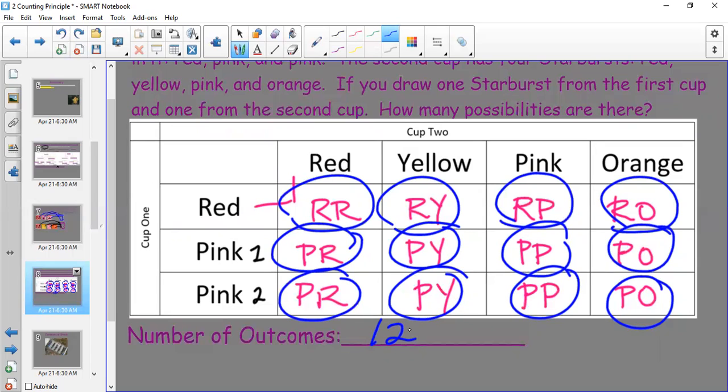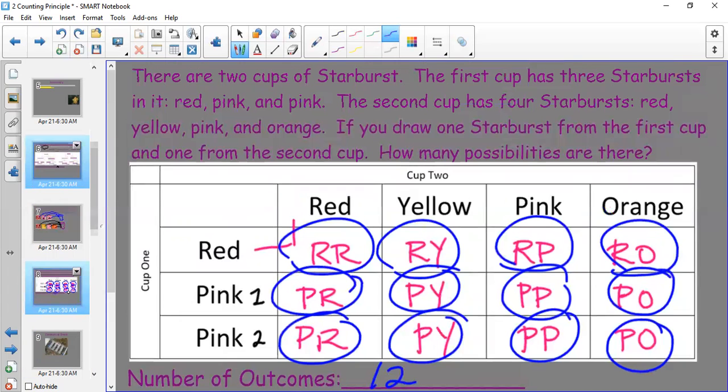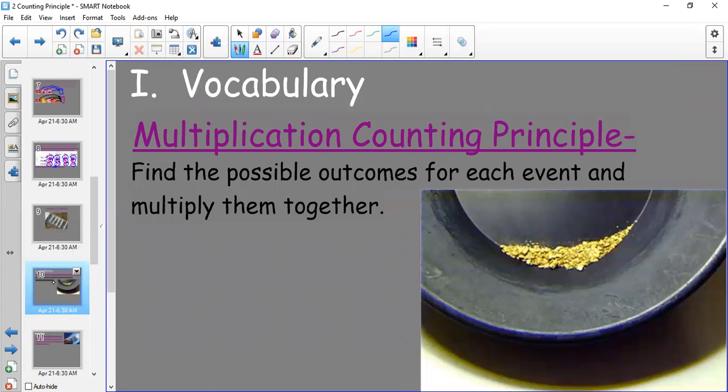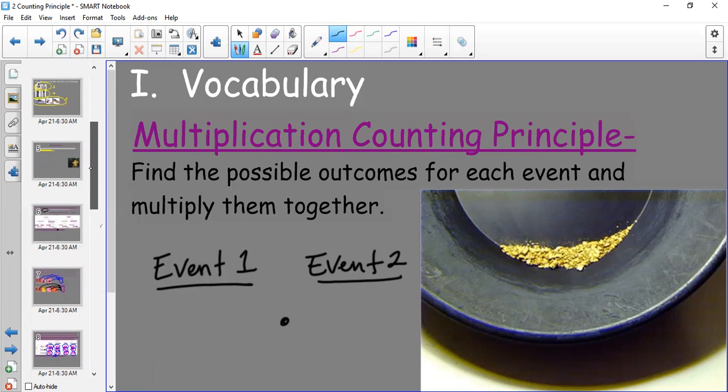Now, some students figured out that there was a shortcut, that we didn't always have to create a tree diagram or create a table, that we could instead do something with multiplying. And we called this the multiplication counting principle. So what we're going to do is find the outcomes of each event. So maybe event 1, how many possibilities there were for event 1, how many possibilities there were for event 2, and we multiply those 2 together. So let's go back to our other problems and see how this works.